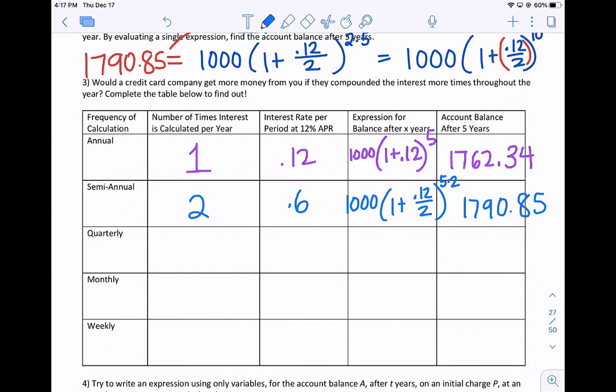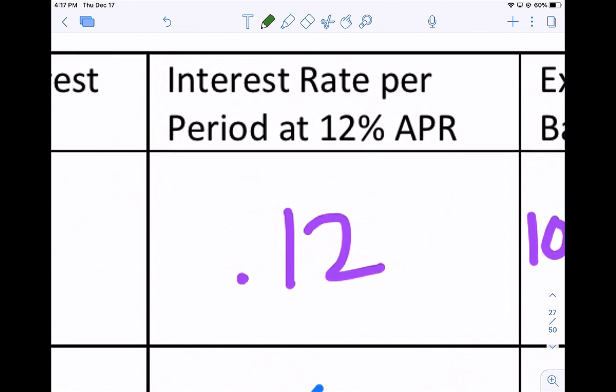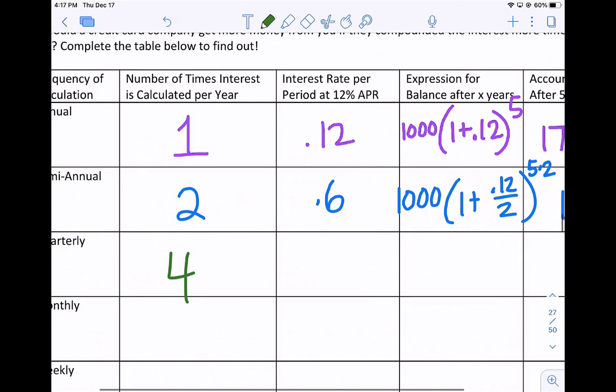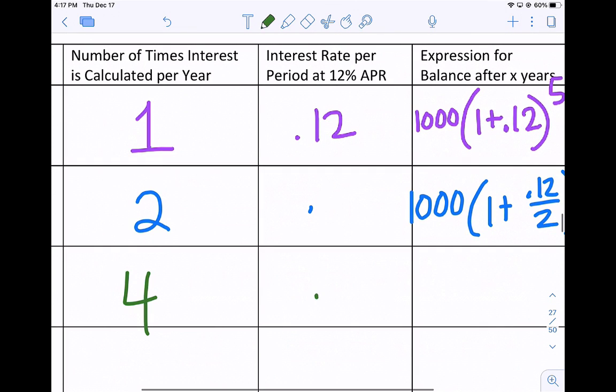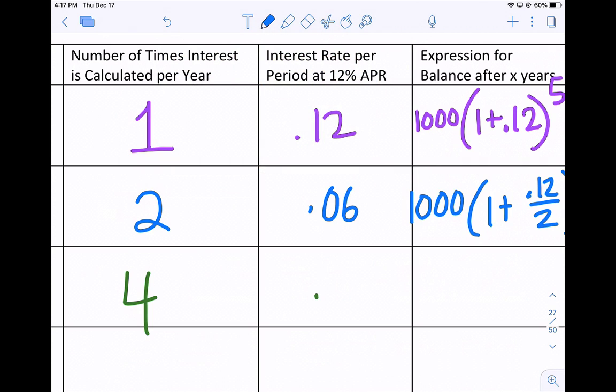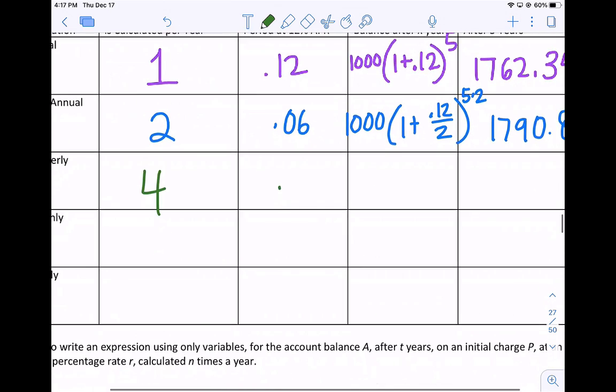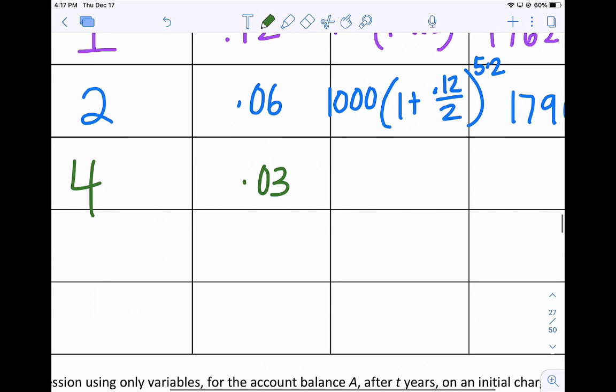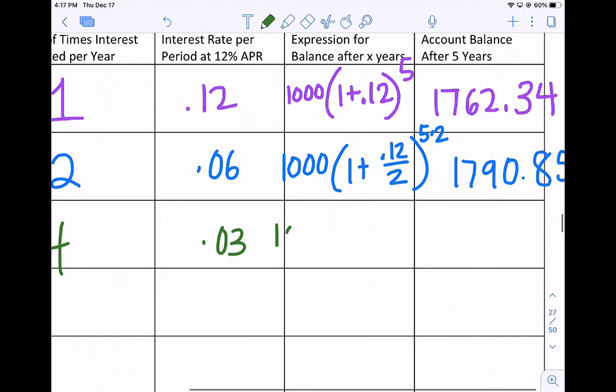All right, let's do quarterly. It's like how many quarters in a dollar? There's 4. So quarterly is like taking that 12 and dividing it by 4. 12 divided by 4 is like 3%. So what they're going to do is, ooh, and I made a mistake here, didn't I? I put 0.6, which is like 60%. That should have been 0.06, 6% a year. And again, if we take our 12% divided by 4, we get 3%, but 4 times a year.